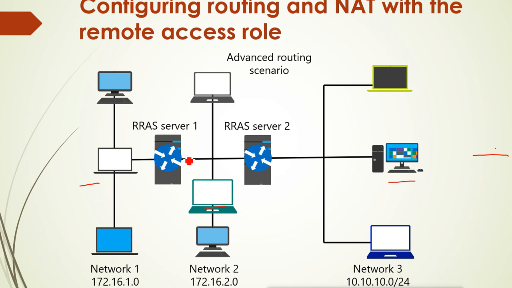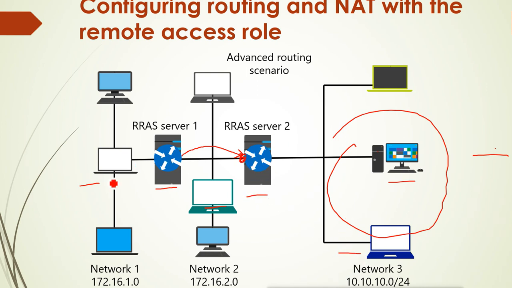That means we have to configure the static route or dynamic route. That means in this router we have to configure that if you want to go to this network which is not connected to this router, you have to go to this first hop. So this interface will be the first hop address or gateway address to go to this network 3. And on this router, network 1 is not connected directly, only network 2 and network 3 are connected. So this router knows network 2 and network 3, but network 1 is not known by this server 2.